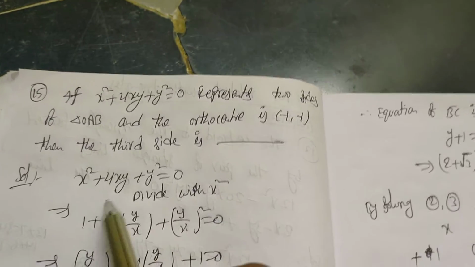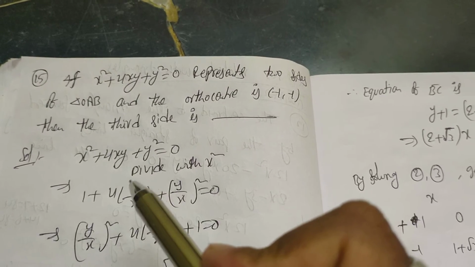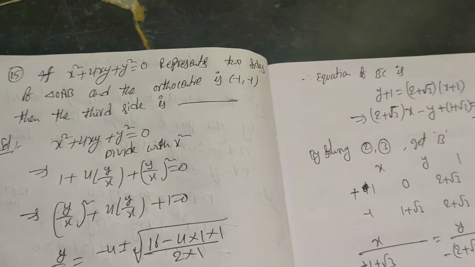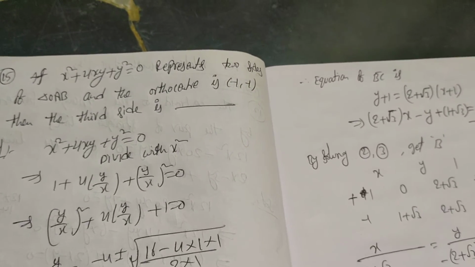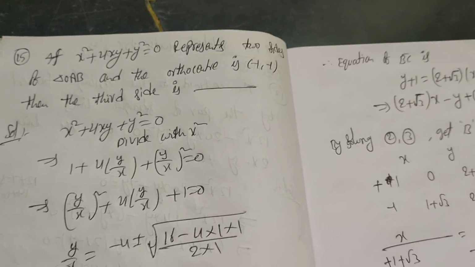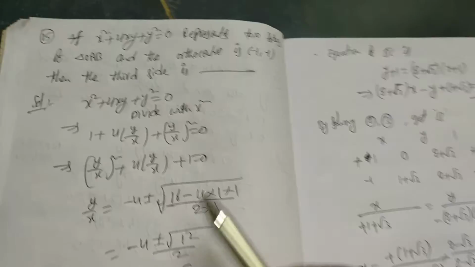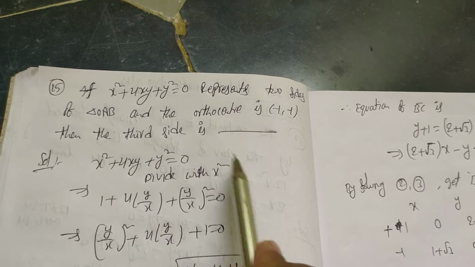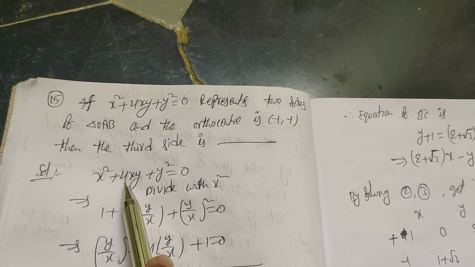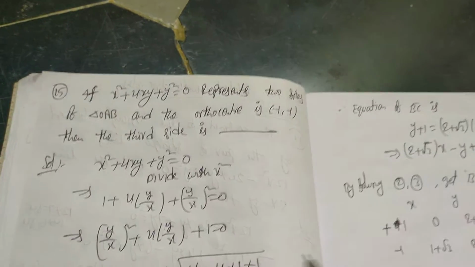So first, same procedure, you separate the two equations. We can use the formula: y = (-h plus or minus root over h square minus ab) x by b. That is one method. Another one is solving like this. We cannot factorize because 1 into 1 is 1, so you cannot write it as 4. It is not possible to factorize.